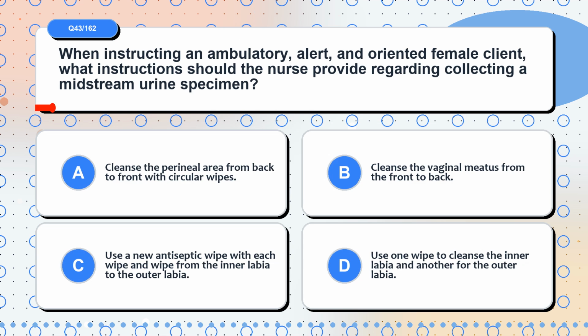Question 43. When instructing an ambulatory, alert, and oriented female client, what instructions should the nurse provide regarding collecting a midstream urine specimen? Here are the options. Option A: cleanse the perineal area from back to front with circular wipes. Option B: cleanse the vaginal meatus from the front to back. Option C: use a new antiseptic wipe with each wipe and wipe from the inner labia to the outer labia. Option D: use one wipe to cleanse the inner labia and another for the outer labia.